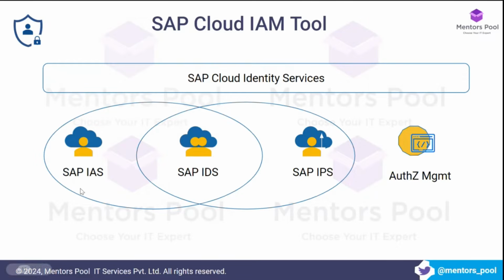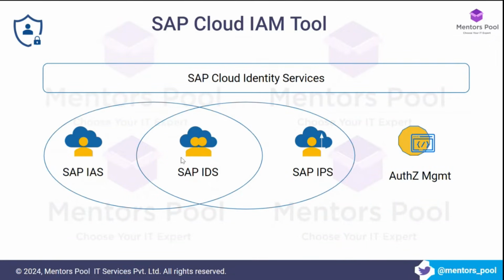Okay. So SAP IAS, which is Identity Authentication Service, SAP IDS, which is Identity Directory Service, SAP IPS, which is Identity Provisioning Service, and fourth is Authorization Management. I have made IDS common with IAS and IPS. So we'll understand, don't worry. SAP IAS provides you authentication functionality. At the authentication level, it offers a lot of functionality, which we'll discuss in a further session.